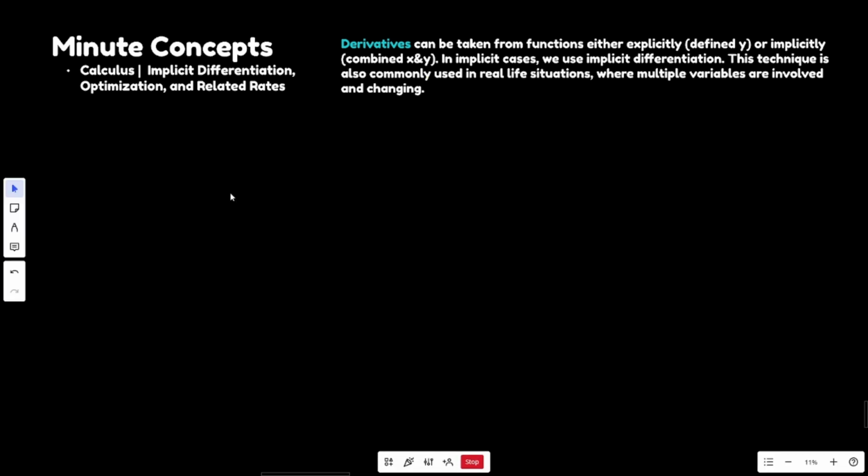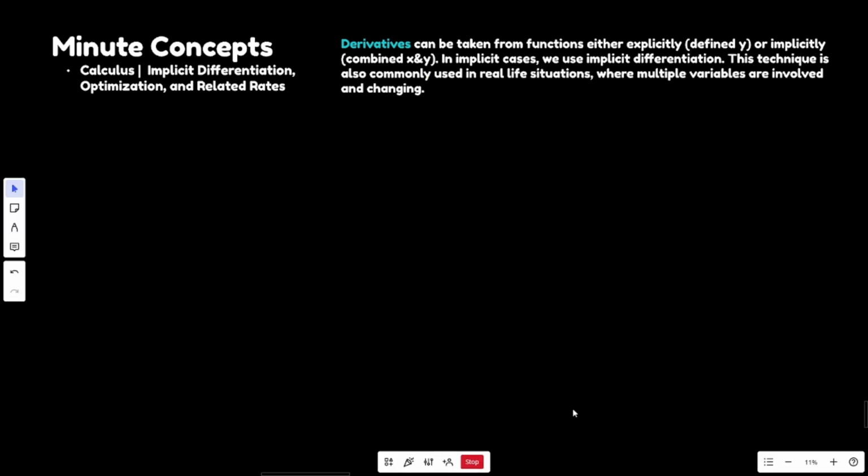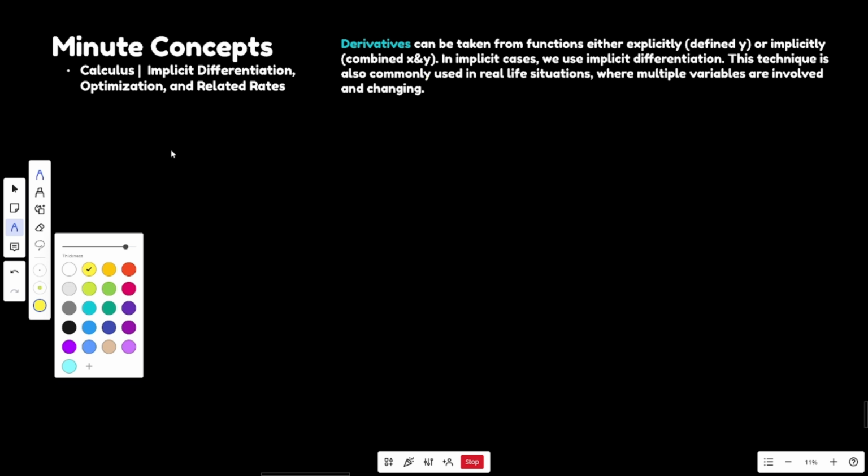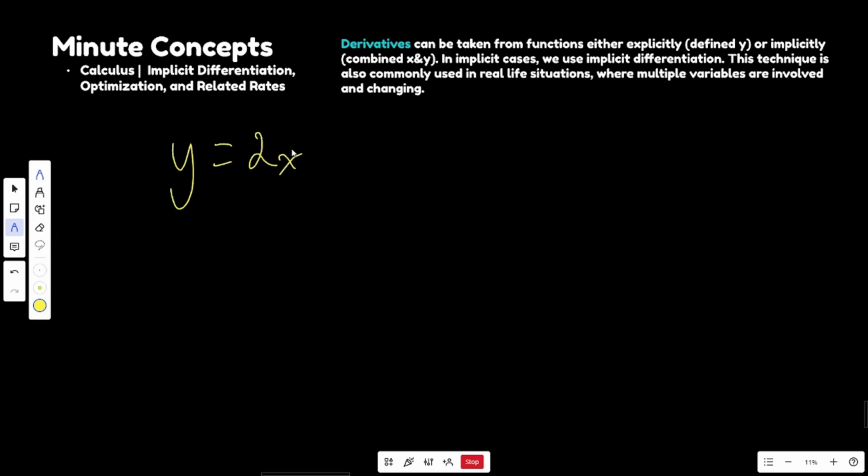So, to get to the root of everything, we need to identify first how to do implicit differentiation in the first place. Implicit differentiation is a type of differentiation where we don't have explicitly stated y values, or for example, a function itself is not explicitly defined. Take into consideration, for example, these two functions: y equals 2x compared to y over x equals 2.